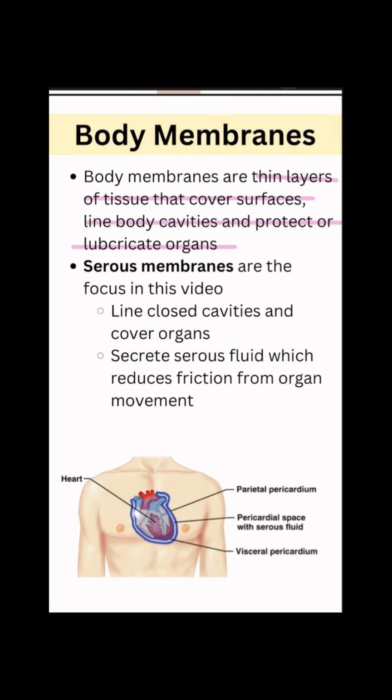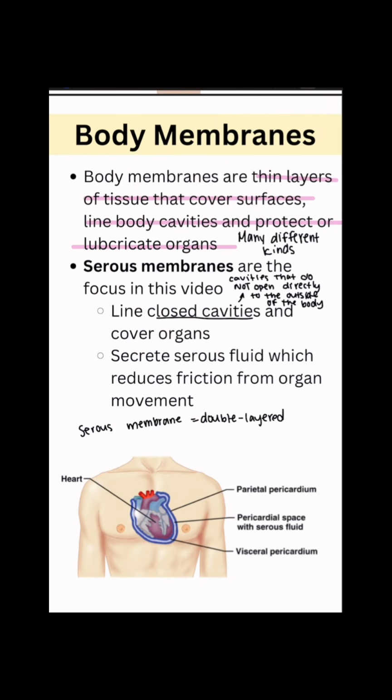There are several different kinds of membranes, but the ones that we're going to talk about today are called the serous membranes. So, our serous membranes line closed cavities, meaning cavities that don't directly open to the outside of the body, like the thoracic and abdominal cavity. So not only do they line those cavities, but they also cover the organs within them. The key feature of the serous membranes is that they are double layered. And what that means is that they have two layers with a really small space in between them. And in that space, they secrete serous fluid.